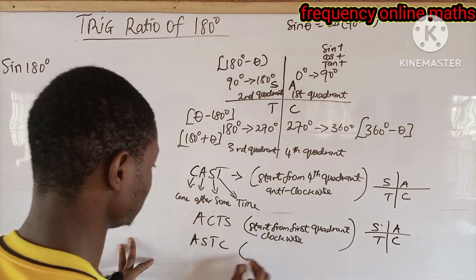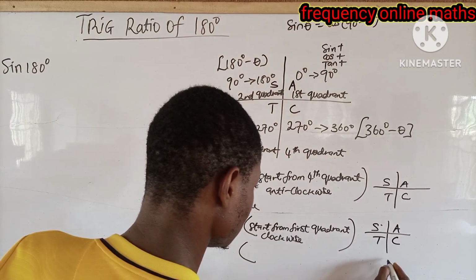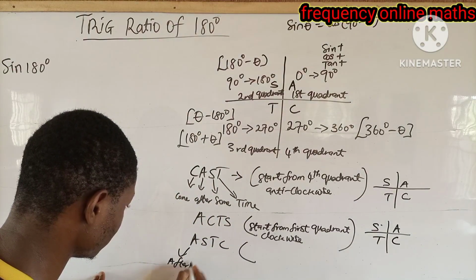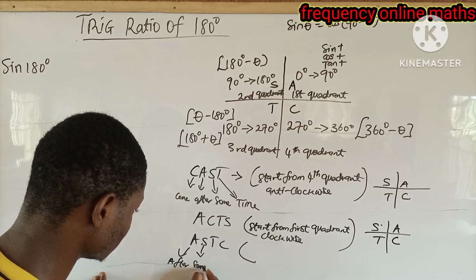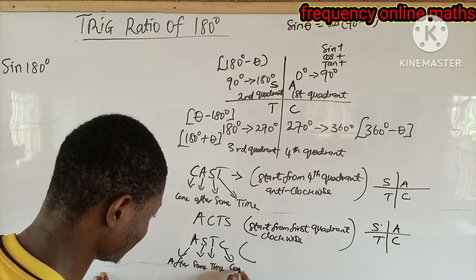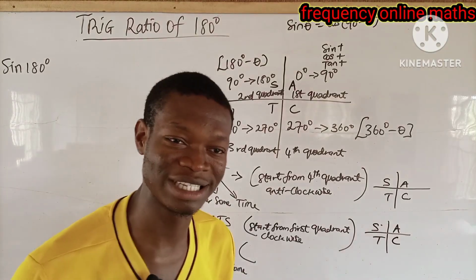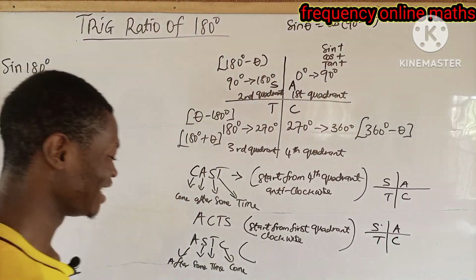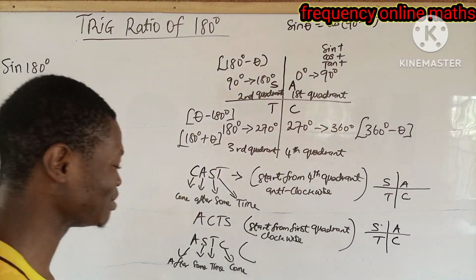ASTC. This one is: after some time, come. I know when somebody promises you money, telling you after some time, come, that your money, if that money doesn't have frequency, you go.